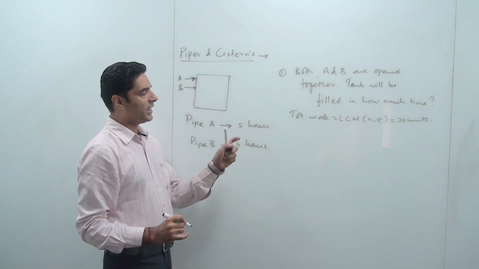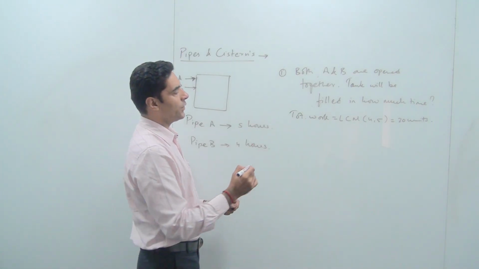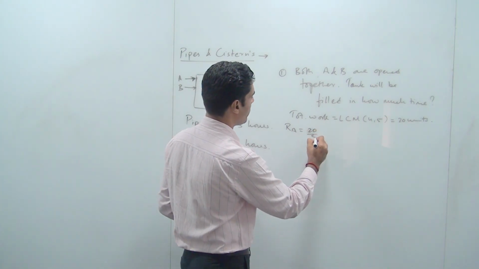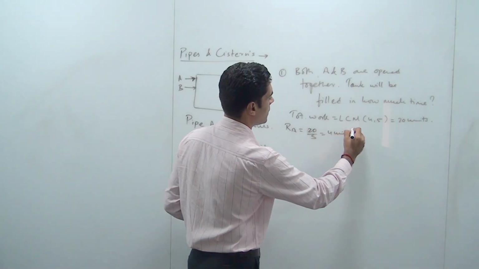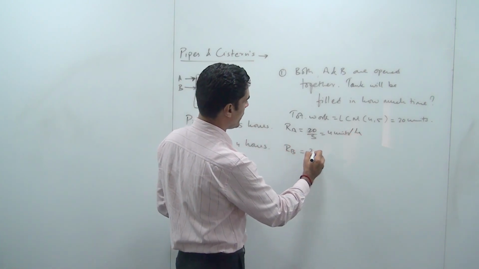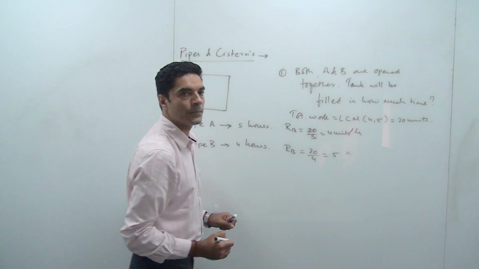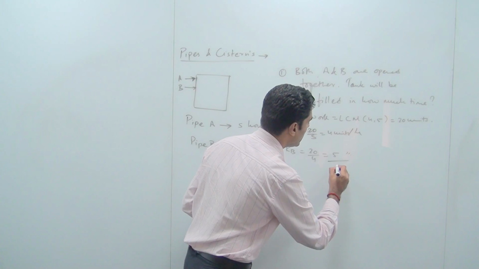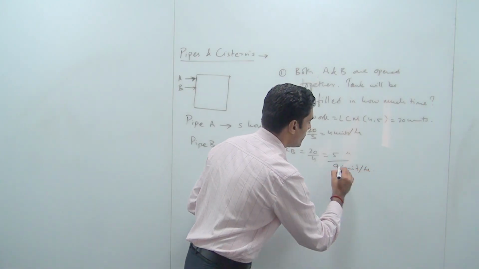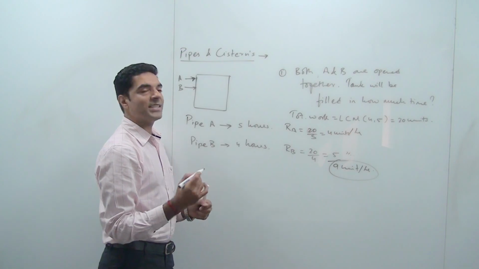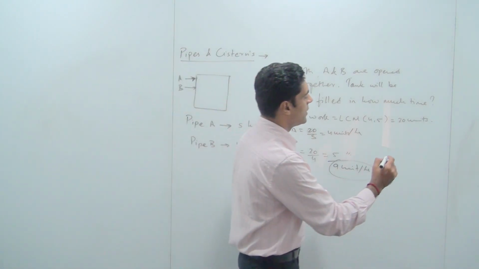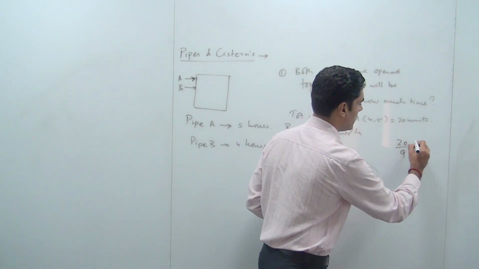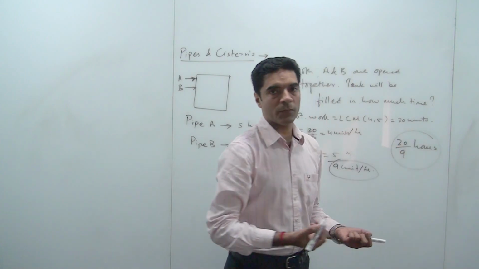Now if pipe A is able to fill the tank in 5 hours, whose capacity is 20 units, then the rate of pipe A will be 4 units. That is nothing but 20 by 5, which will be 4 units per hour. And rate of B will be 20 by 4, which is nothing but 5 units per hour. So that means when both of them work together for 1 hour, they would have filled 9 units per hour. So this is the work done per hour, and the total capacity that they need to fill is 20 units. So the time required to fill the tank when both of them work together will be nothing but 20 by 9 hours. So this is type 1, which is simple.